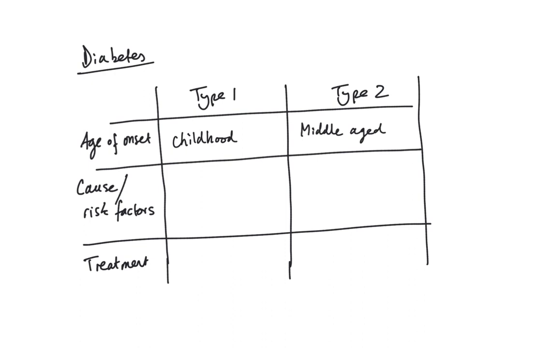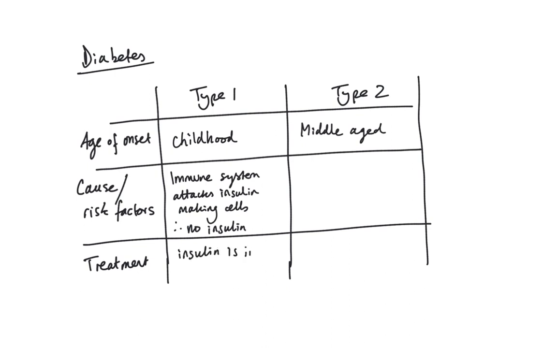The cause of type 1 is that the immune system attacks your own insulin-making cells. Therefore, there's no insulin made. Therefore, the treatment is that insulin is injected. The old method was that you'd have a meal, you'd work out how much carbohydrate and how fast you'd digest it, and then you would dial in on an insulin injector the dose of insulin needed to bring it back to normal. Very easy to get wrong.